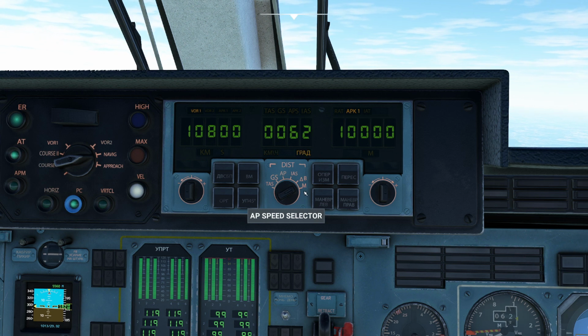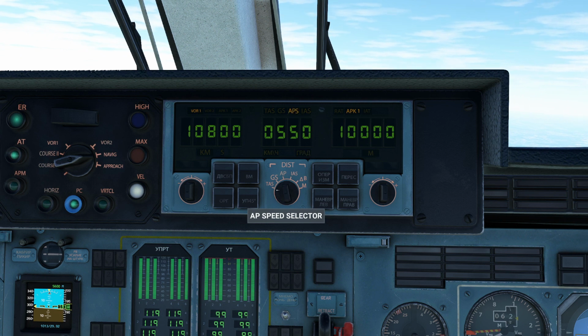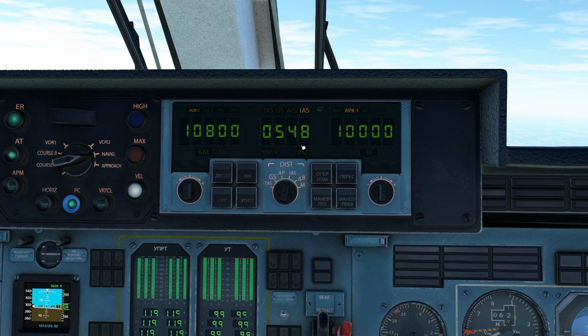And of course, if you switch to M, that's going to give you your current Mach number. So like you can see right now, we're looking at Mach 0.62. When it comes to what I like to leave this on, my navigator appreciates it when I leave it on GS. I like it on IAS because it's just a nice little reminder of what my current speed is.